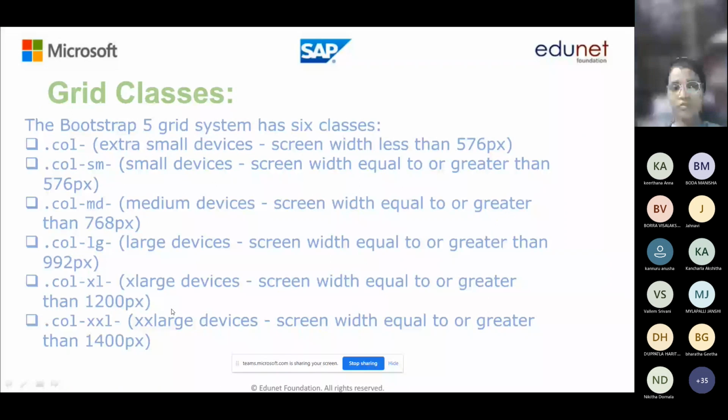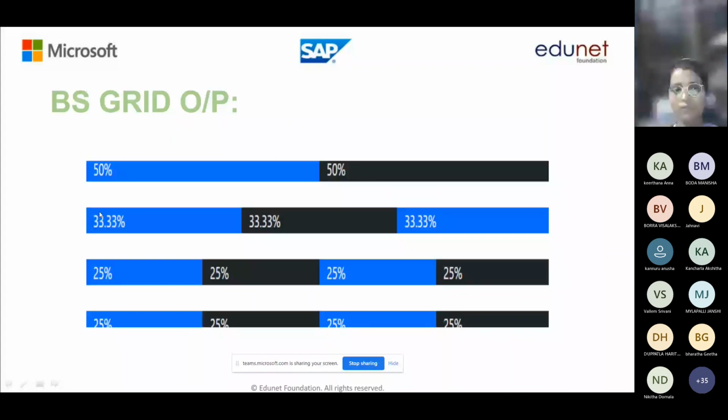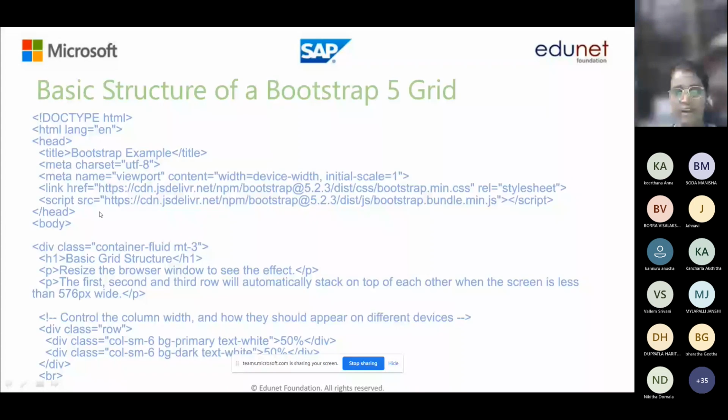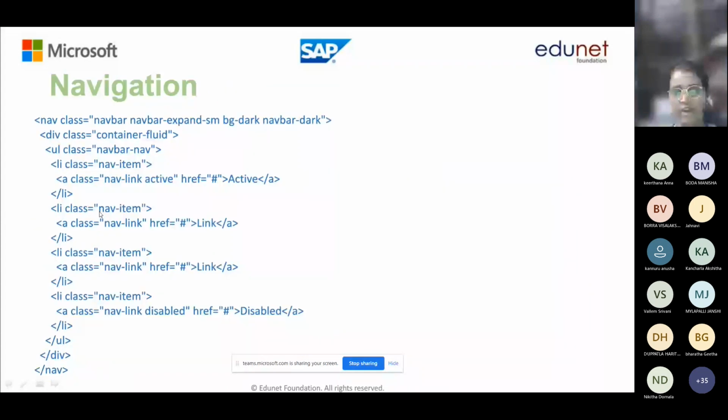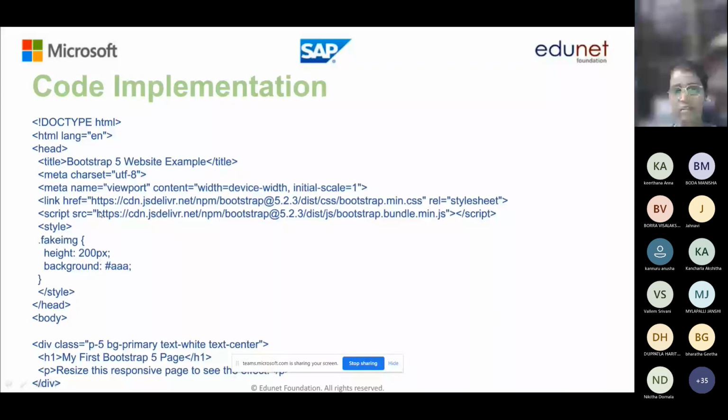You can define it like this. For col means it's a small device. If you go with sm, it is a small device, equal or greater than 576 pixels. These are just breakpoints for which device it's going to be different. And the basic structure, what you have designed, we have done. This is a portfolio you have to create. Everyone has to design this. It is a simple thing. I have given the coding also, just refer and do it.